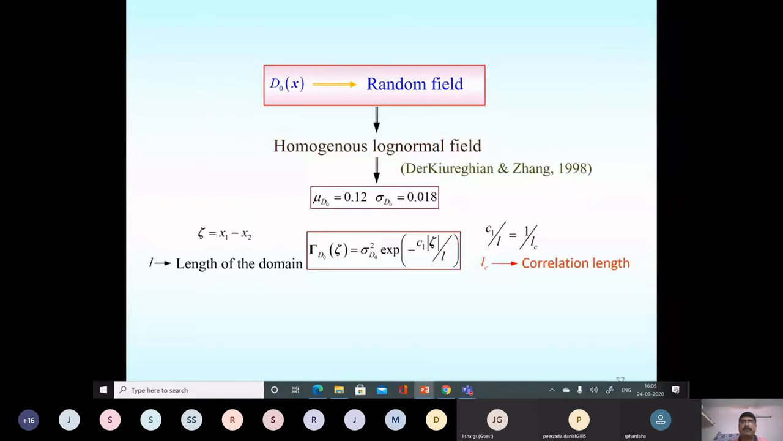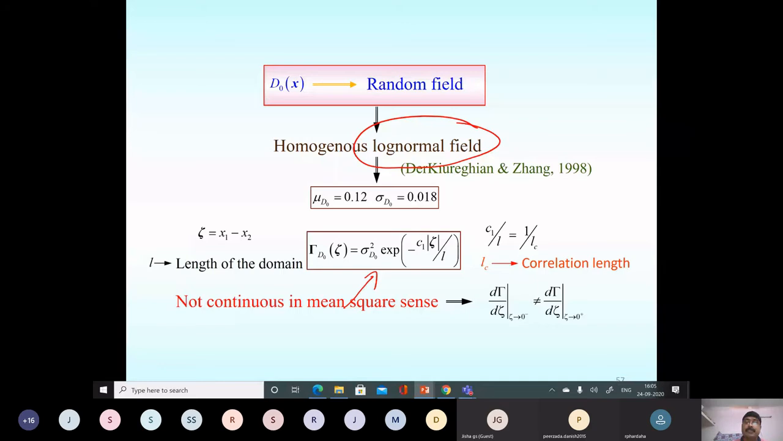d of x is a random field, and for this particular work we assign a lognormal field with some mean and standard deviation, and this is the correlation function. Usually many of the papers use this correlation function as an exponential function, but it has an issue at x equal to 0, especially when you use series expansion techniques. This gives me difficulty in convergence, this particular issue.